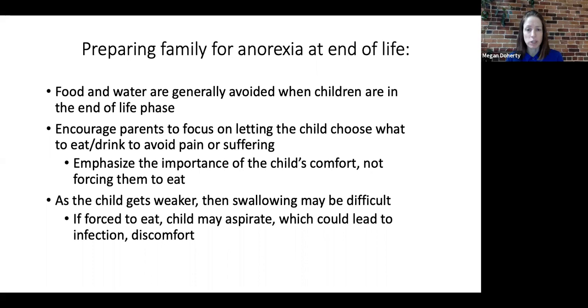As the child gets weaker, swallowing may become more difficult. And if the child is forced to eat, they may choke or aspirate. This could lead to infection and a lot more discomfort and distress for the family if they see the child choking.